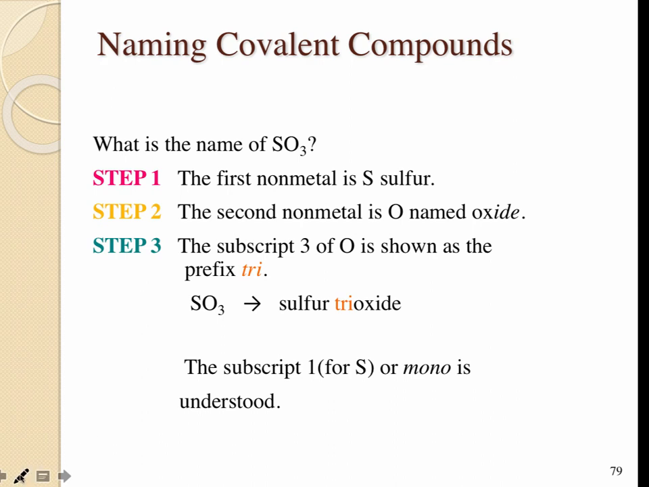Okay, so let's quickly go through some steps. I have SO3. Hopefully you can identify that the first nonmetal is S, sulfur. The second one is oxygen, but we're going to use the root plus IDE, so that would be named oxide. There's only one sulfur, so I don't use a prefix. There are 3 oxygens, so I'm going to use the prefix tri. The name is sulfur trioxide.